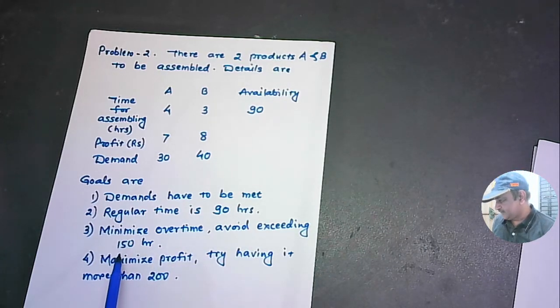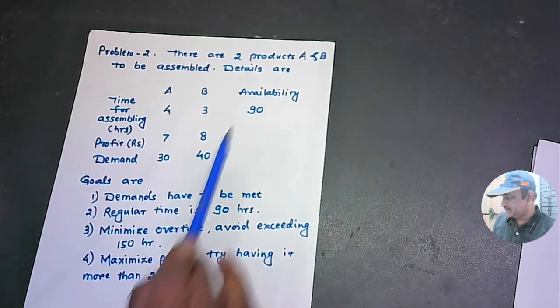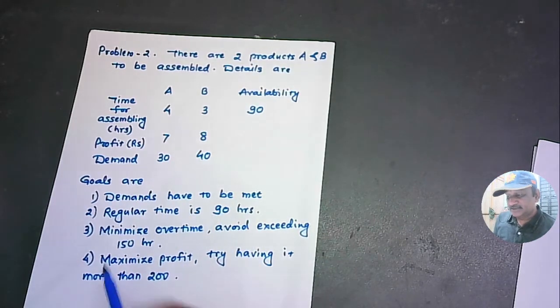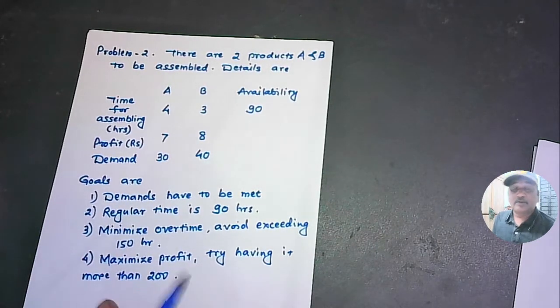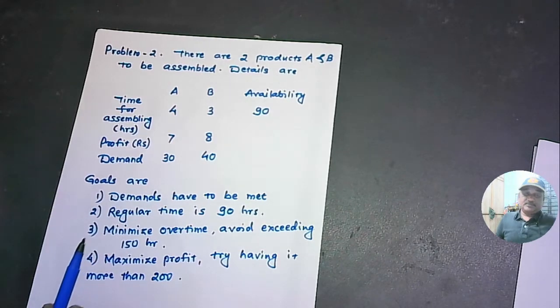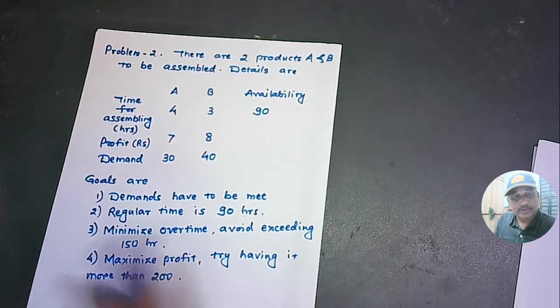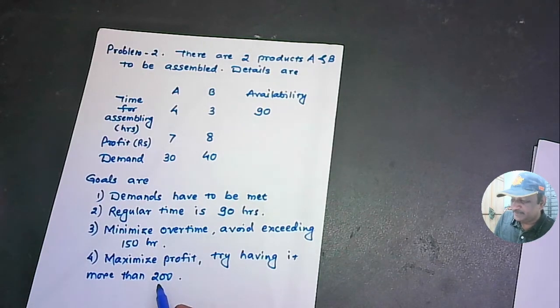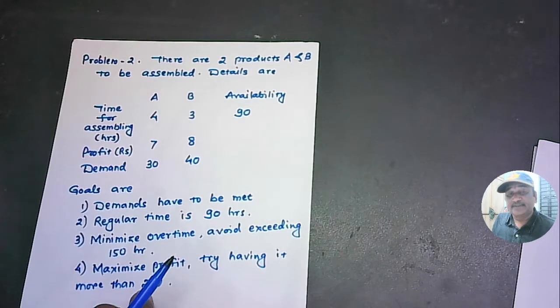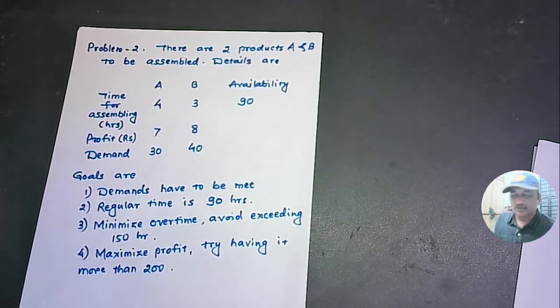Now here when you see, 150 plus 90 is 240, but it's not necessary that this will be 150 always. It may be given, or the production planner may consider this as 100 hours, 200 hours. But you have to minimize the overtime operation of the plant. That is the goal, and maximize the profit. Try having it more than 200. We are trying to maximize, but we have kept the goal at 200. Here we have kept the goal at 150.